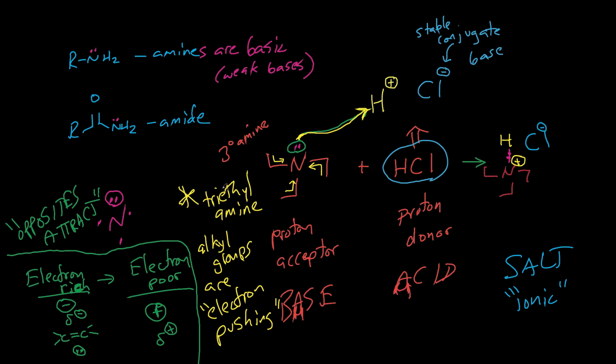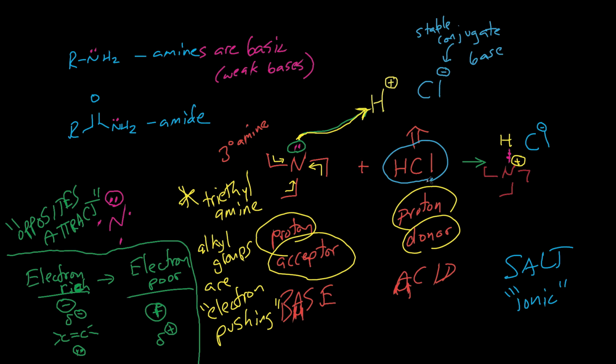So those are amines. Amines are weak bases. They want to grab protons or accept protons. They like to react with strong acids such as hydrochloric acid. We know that acids are proton donors. Okay. Bases are proton acceptors.